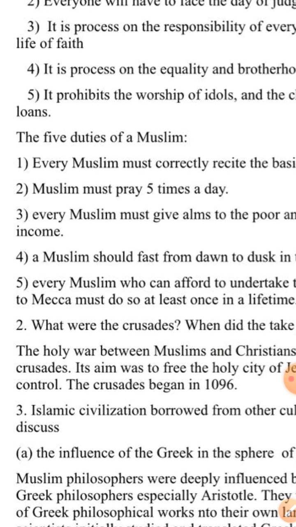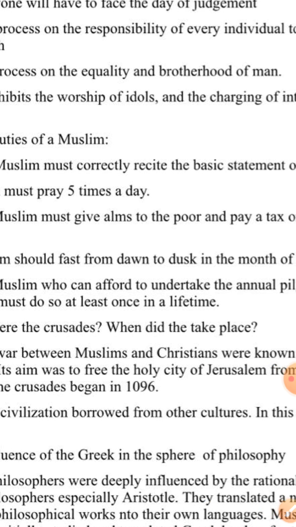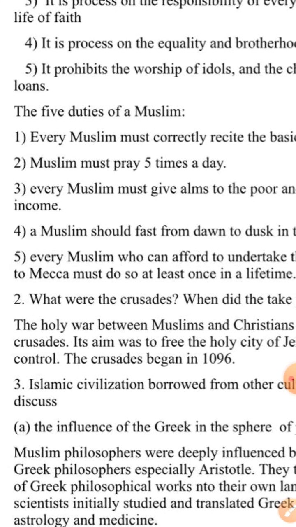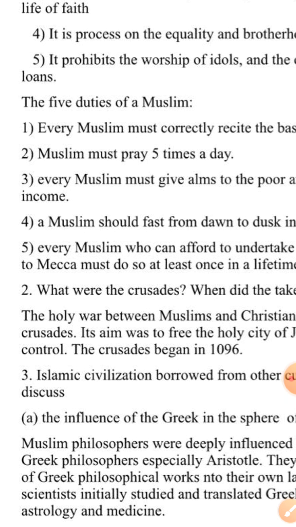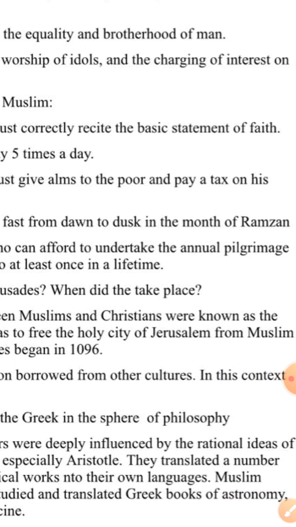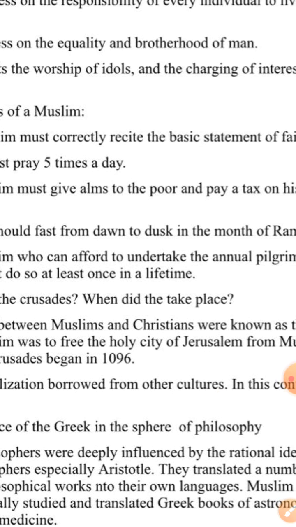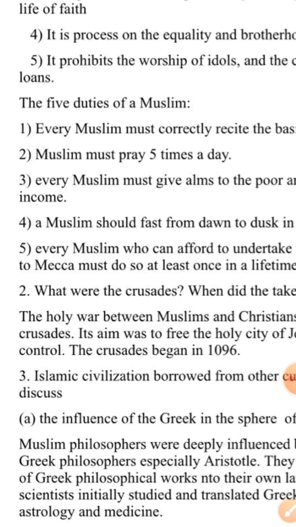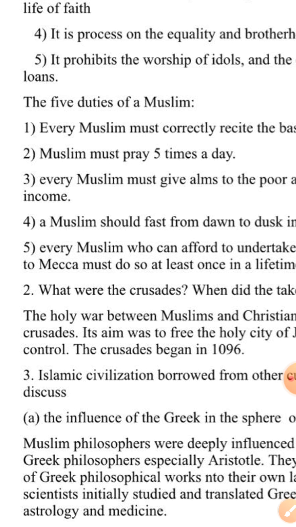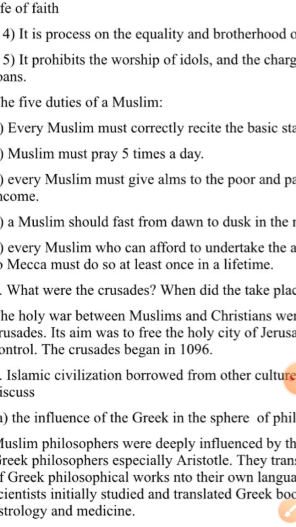A Muslim must pray 5 times a day. Every Muslim must give alms to the poor and pay a tax on the income. Then the fourth one is a Muslim should fast from dawn to dusk in the month of Ramzan. Then the fifth one is every Muslim who can afford to undertake the annual pilgrimage to Makkah must do so at least once in a lifetime.